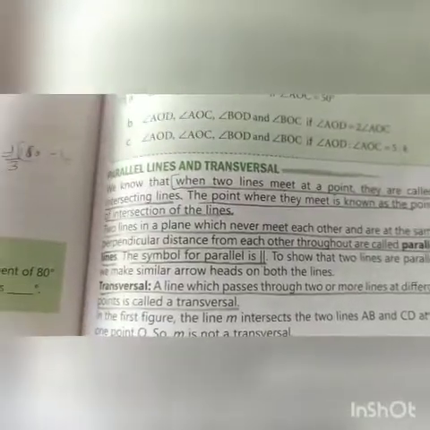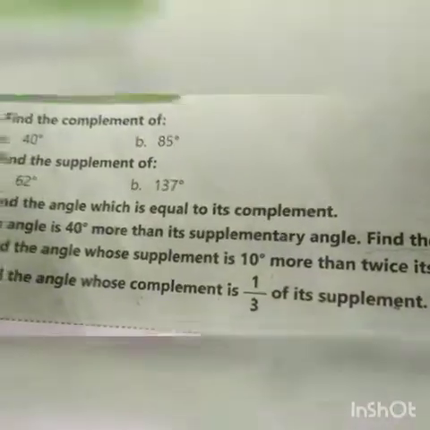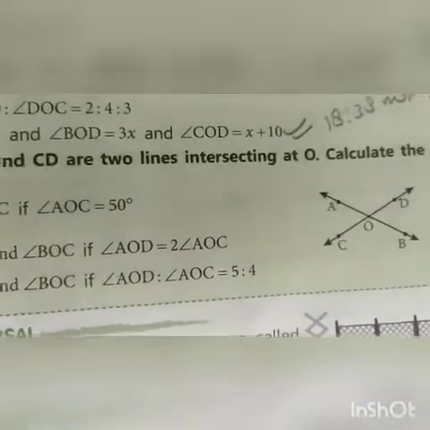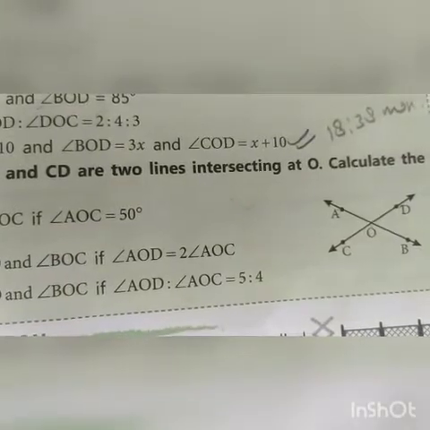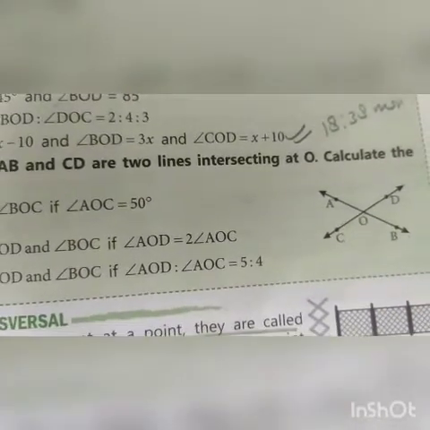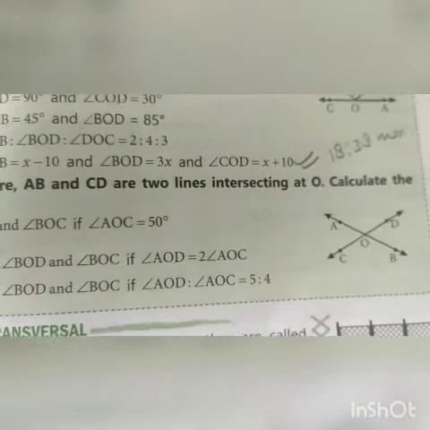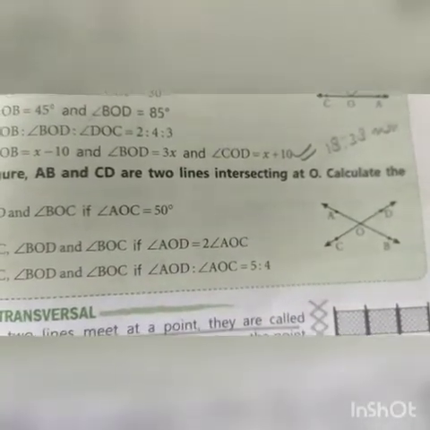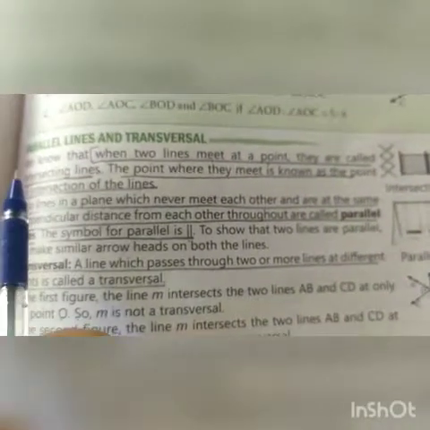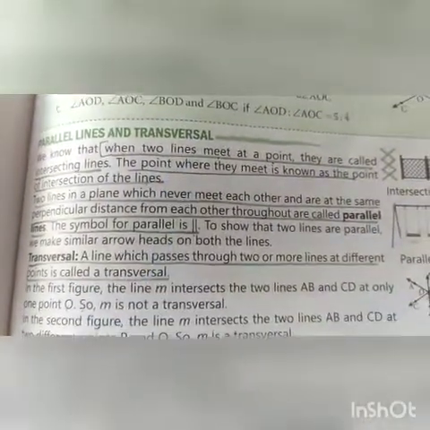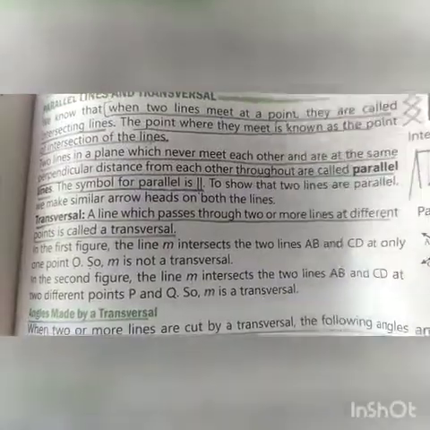Students, in the previous class, I completed exercise 9A. This one. I explained what is linear pair, what is complementary angles, supplementary angles, vertically opposite angles. And I also started the explanation of parallel lines and transversal lines and angles made by transversal line for exercise 9B.